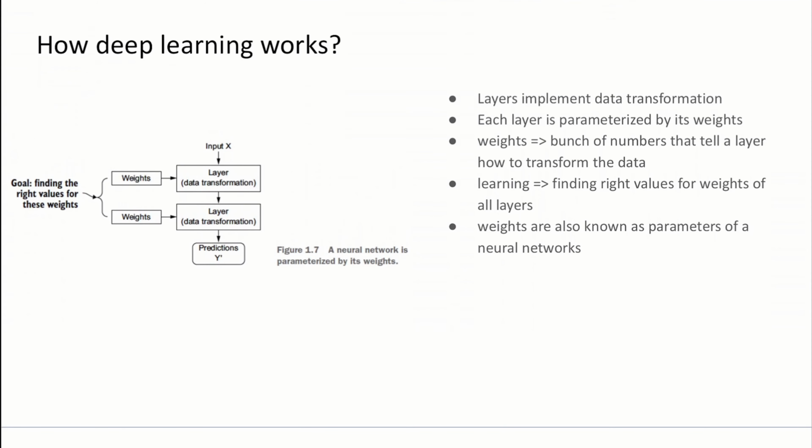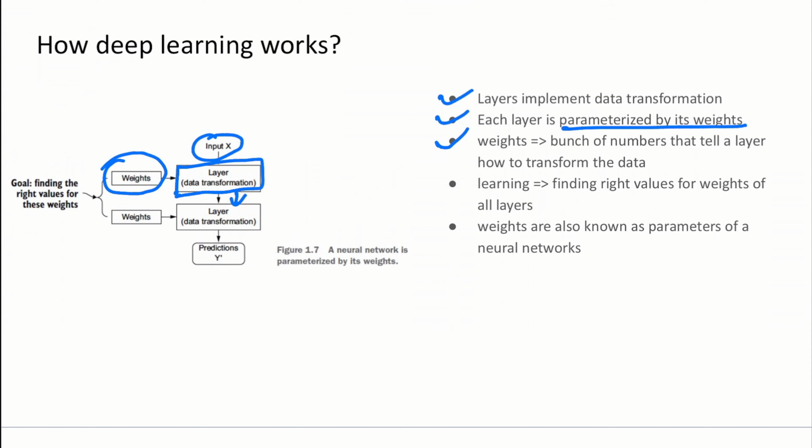So what do these layers do? In very simple words, these layers implement data transformation. If you have a layer, it's transforming the input data into something and passing it to the next layer or to the classification head or the classification layer. Each layer is parameterized by its weights. That's why we have weights here. Weights are nothing but a bunch of numbers that tell a layer how to transform the data which is input to that layer.